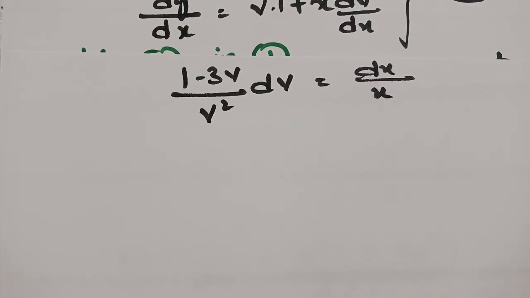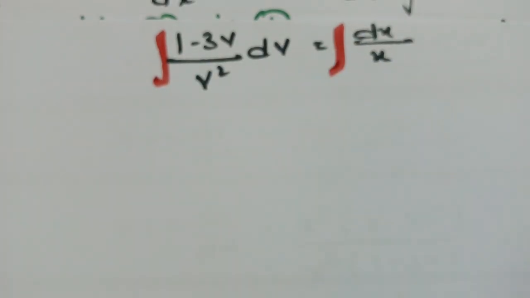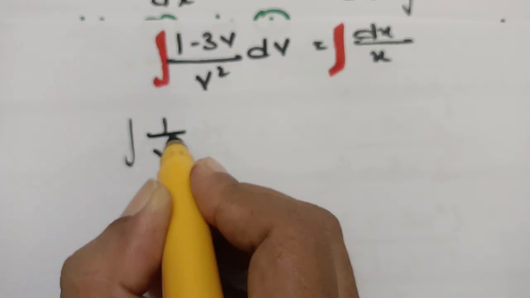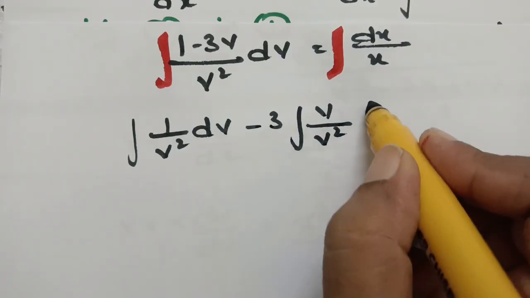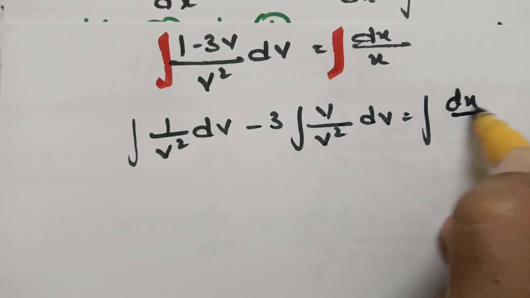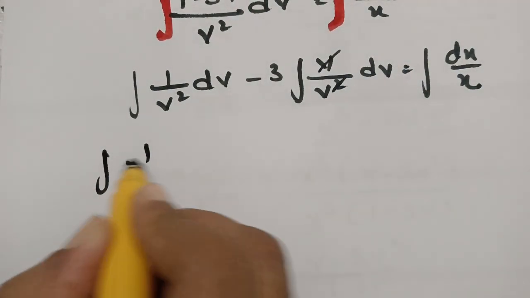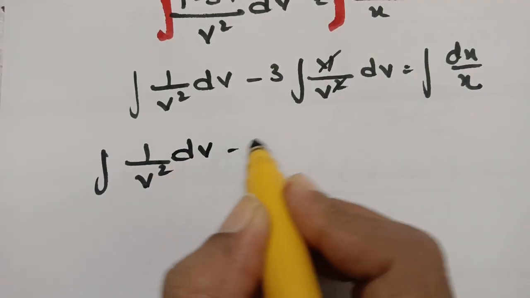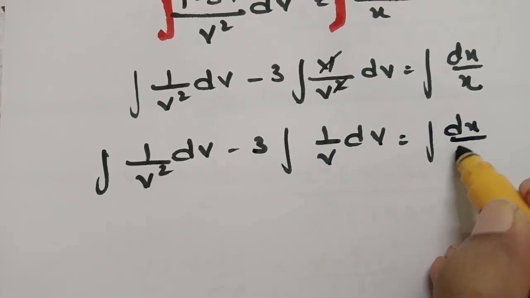And now, after separating the variables, I am going to integrate on both sides. If I integrate on both sides, this will be integral of 1 by v square dv minus 3 times integral of v by v square dv, which is equal to dx by x. Now if I cancel one v here, this will be integral 1 by v square dv minus 3 times integral 1 by v dv, which is equal to dx by x.